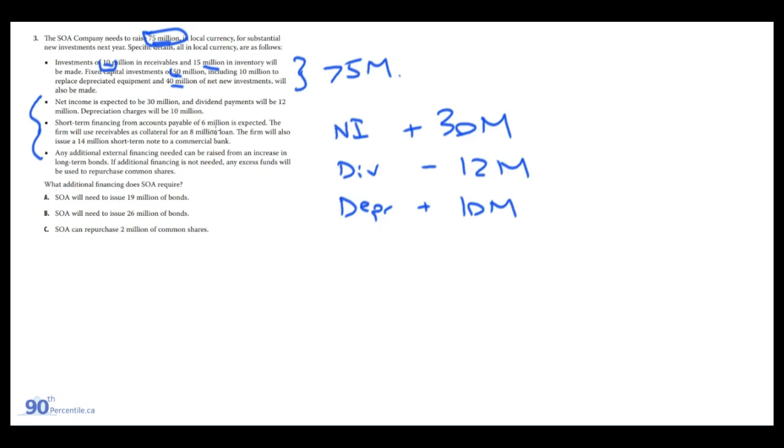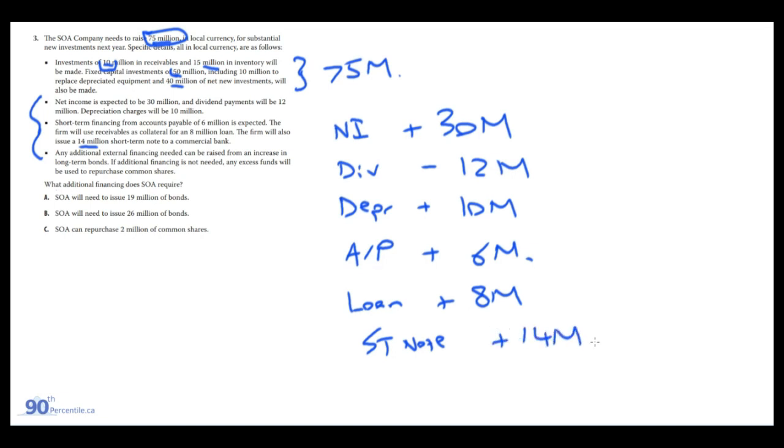Short-term financing from accounts payable of 6 million is expected. I thought there was going to be a change year over year in accounts payable, but there's not. So AP is just a straight up 6 mil source of cash. The firm will use receivables as collateral for an 8 million loan, so we have another loan of 8 mil. And then we have 14 mil in a short-term note to a bank, so the short-term note is plus 14 mil.